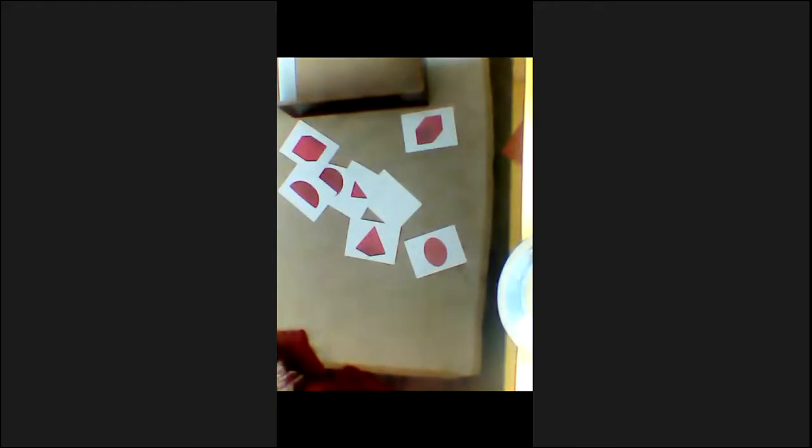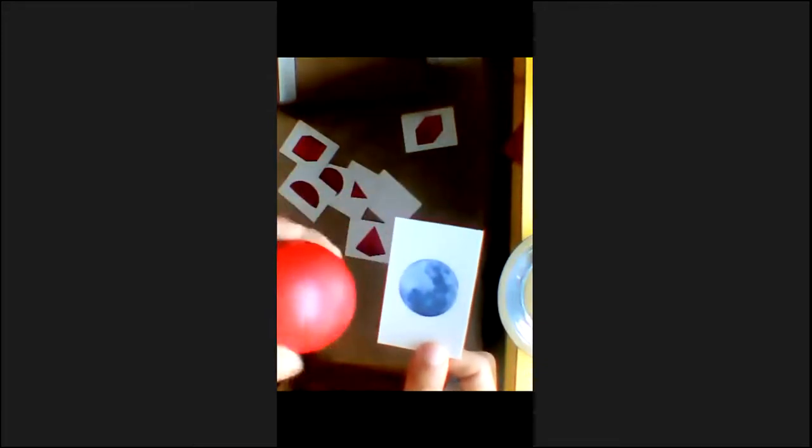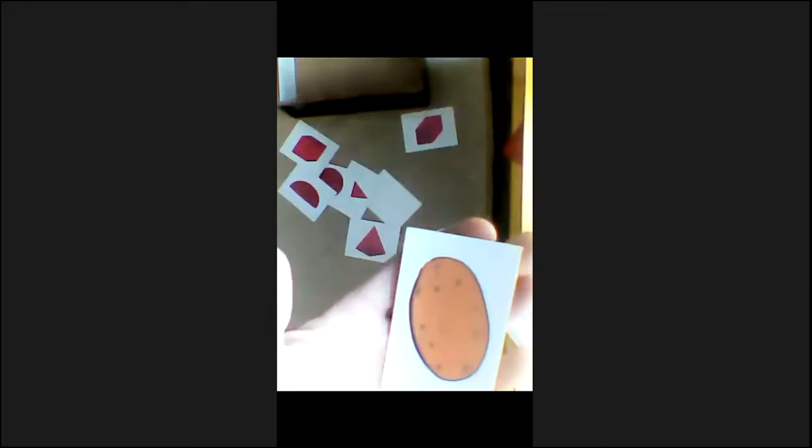Then we have the moon. What is the shape of the moon? Moon is also a sphere. Sphere like earth. Round ball-like. Sphere. Then we have this potato.